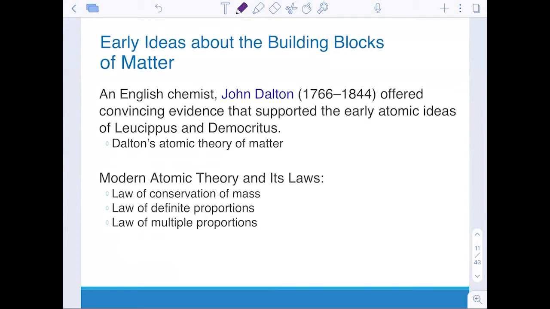We'll also talk about the atomic theory and its laws. The laws came first and then the atomic theory. So we'll define a few things about laws versus theories. We'll look specifically at the first two here: the law of conservation of mass and the law of definite proportions. The law of multiple proportions is good too, but we won't spend too much time on it.